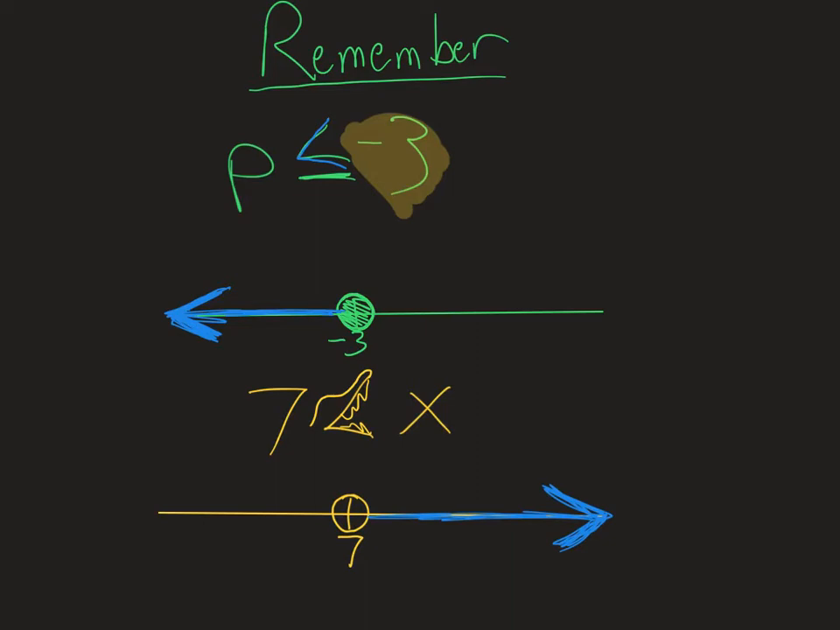Notice the inequality is not going to point the direction you need to go all the time. That only works if the variable's on the left. Okay, so that's a basic review on graphing. Let's use that today.